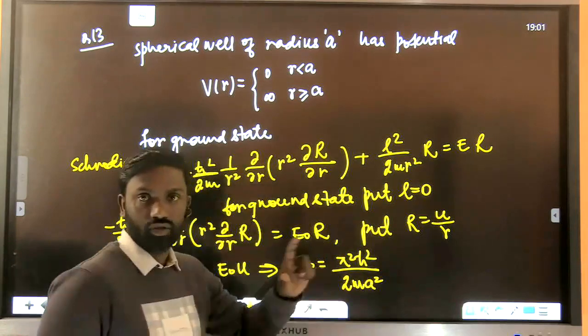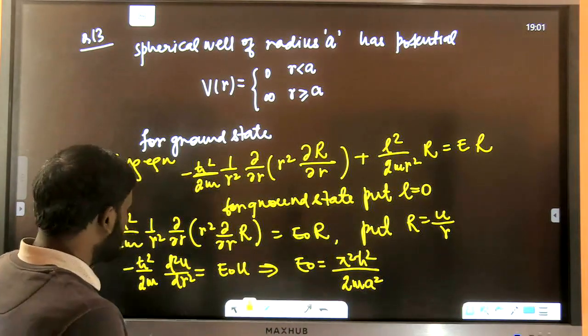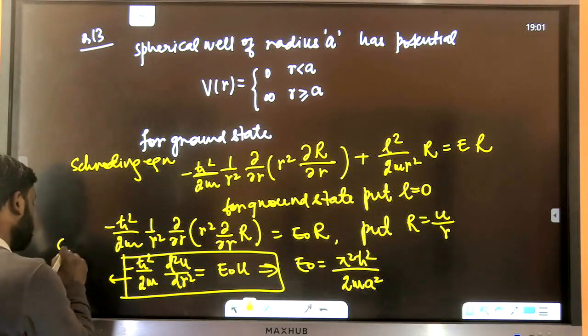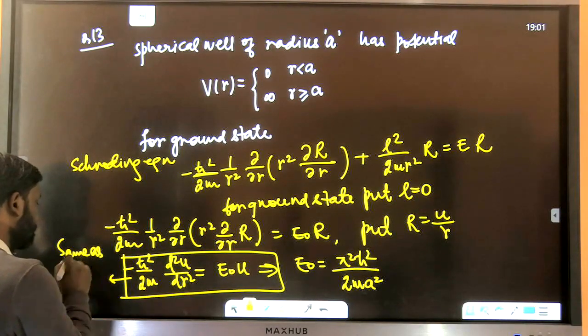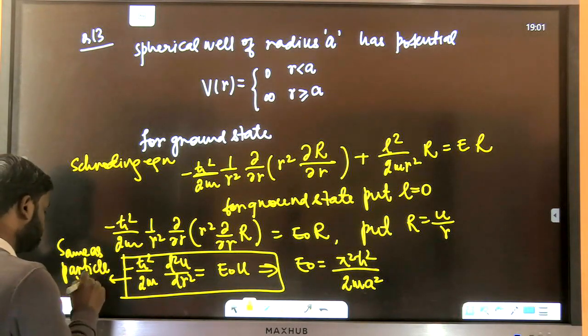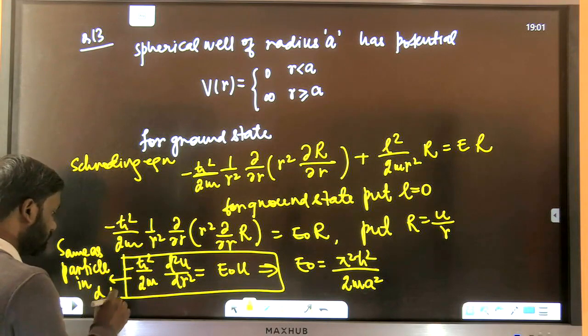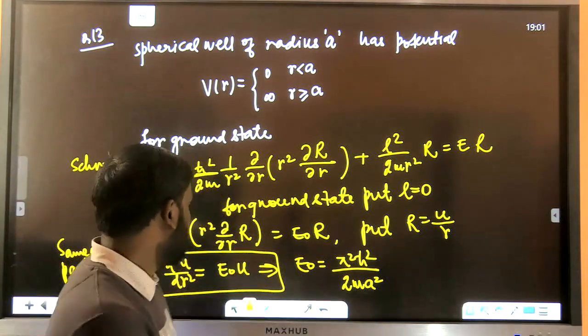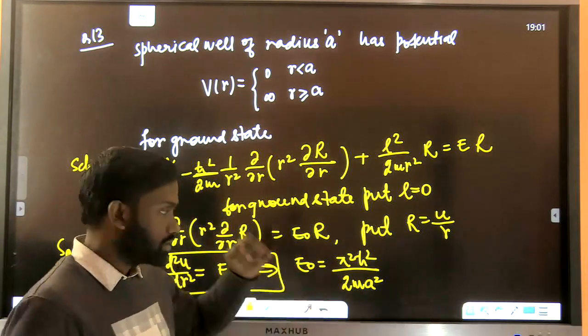A is the radius of the spherical potential well. This is exactly similar to the particle in a box. In a box means infinite potential well actually, so that's why we can write this energy. This is the ground state energy.